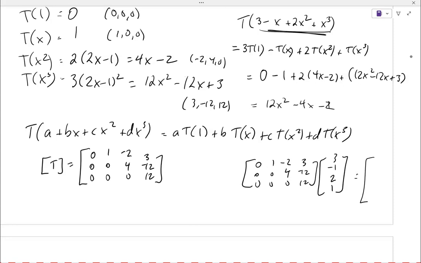0 times 3, 1 times -1, that's -1. -2 times 2 is -5, plus 3 gives me -2. Right? Do the next one, 0 times 3, 0 times -1. 4 times 2 is 8. -12 times 1 is -12. 8 minus 12 is -4. Finally, the only thing we get down here is 12 times 1 when we do that product, isn't it? What in P2, what would -2, -4, 12 correspond to?